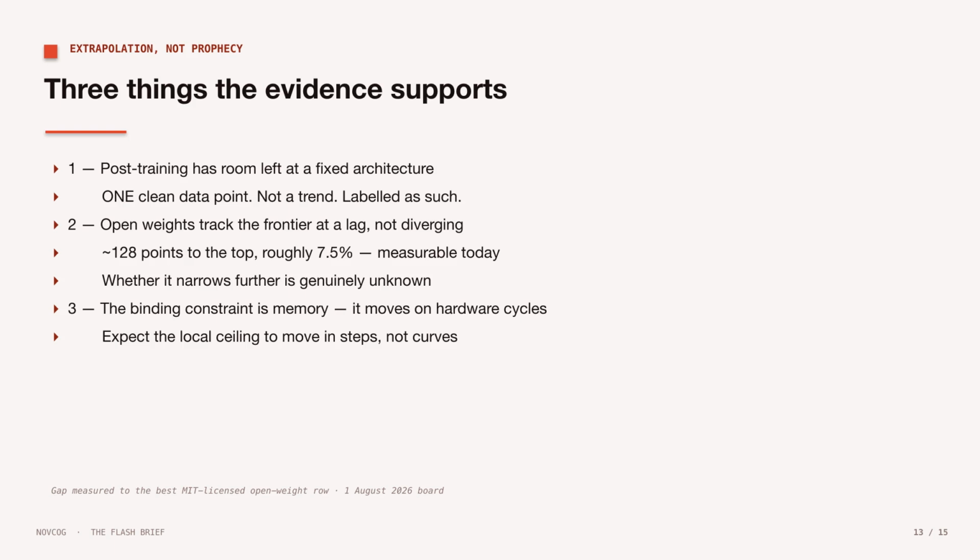So where does this go? Three things the evidence supports, stated with the confidence it actually carries. 1. Post-training has room left at a fixed architecture, same parameters, same price, plus 145 points. But that is one clean data point, not a trend, and I am labeling it as one.